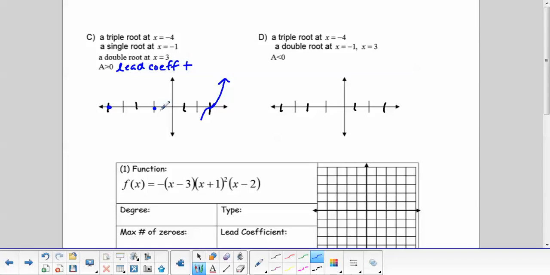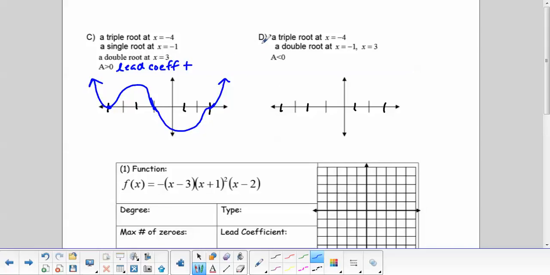All right, at -1, it's a single root, so we're going to pass straight through at -1. And then a double root at 3. So let's see, straight through, and then a double root is going to be a bounce. So something like this.